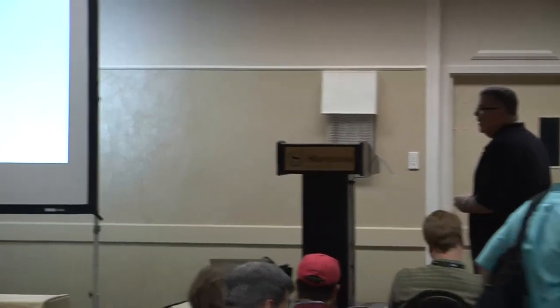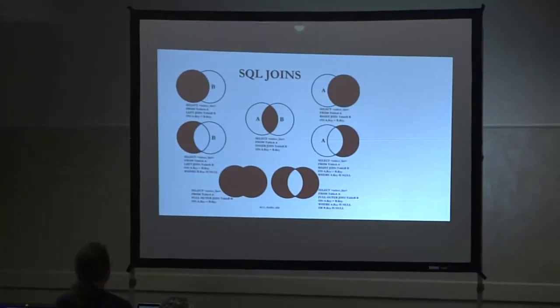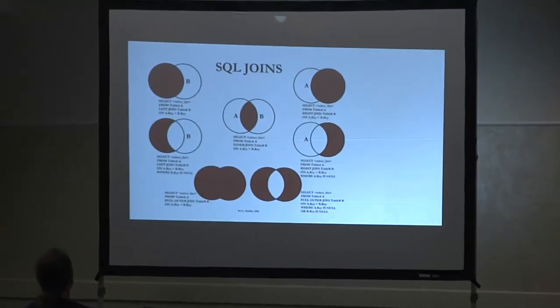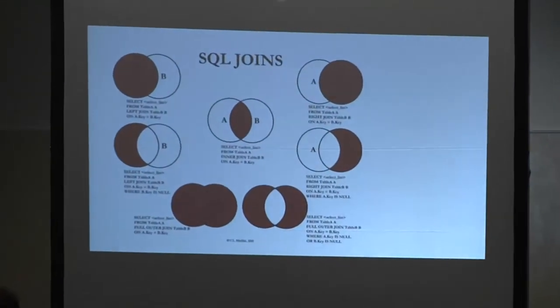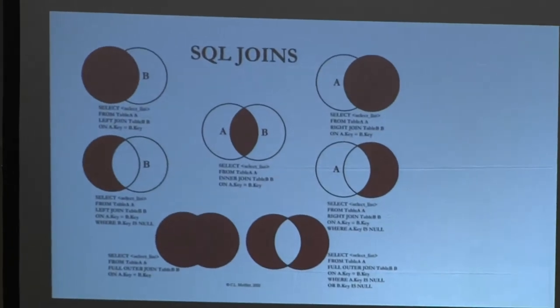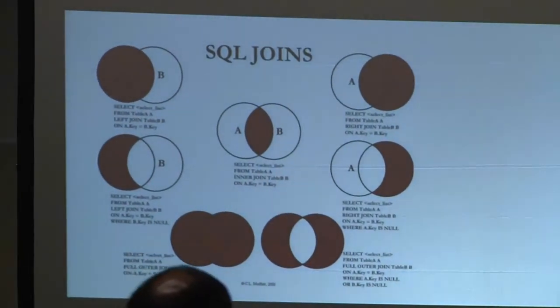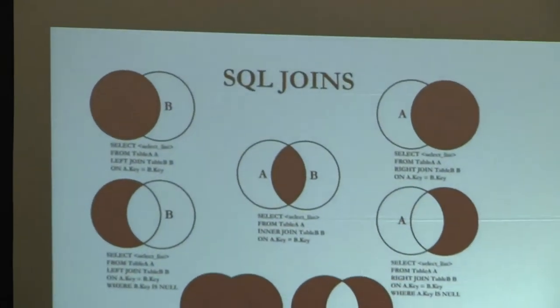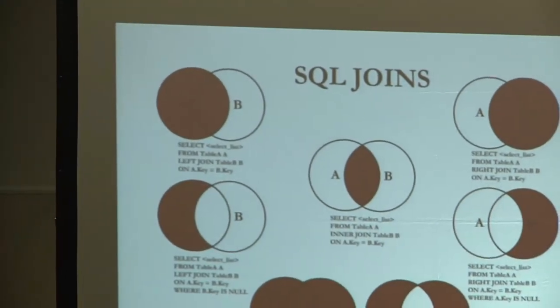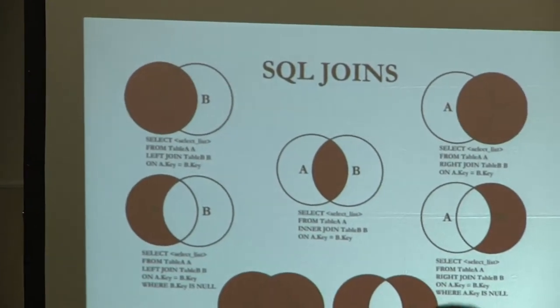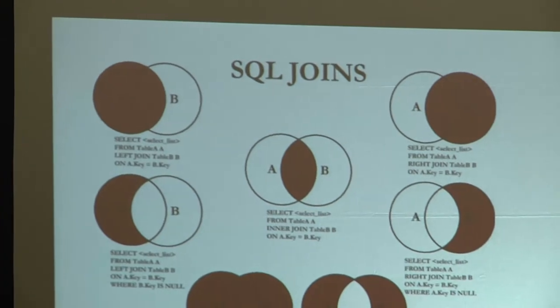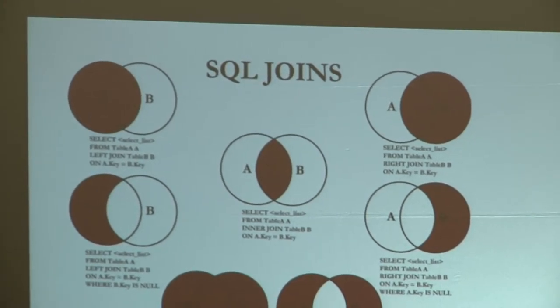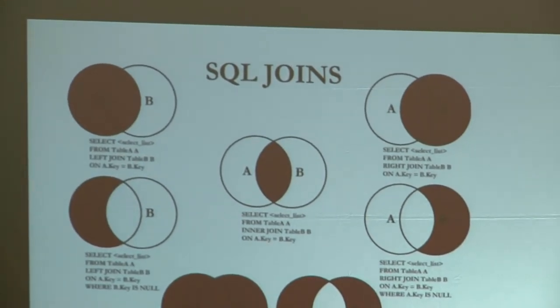If you remember Venn diagrams from school, if you do anything, download these slide sets and print out this page. People often don't understand, well, I want the stuff from this table and the matches from the other table, or I want the stuff that doesn't match this table from the other table. SQL joins are definitely a black art to a lot of developers. If that's the case for you, please grab a copy of this.